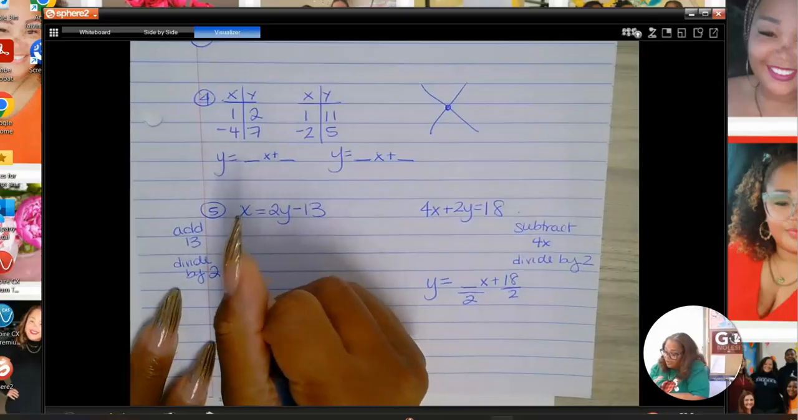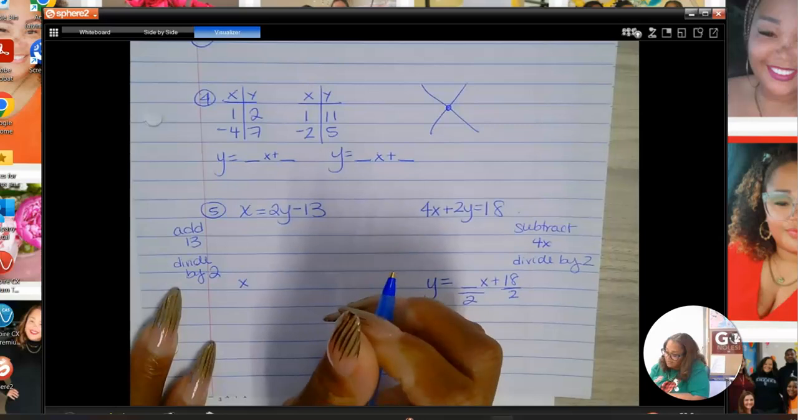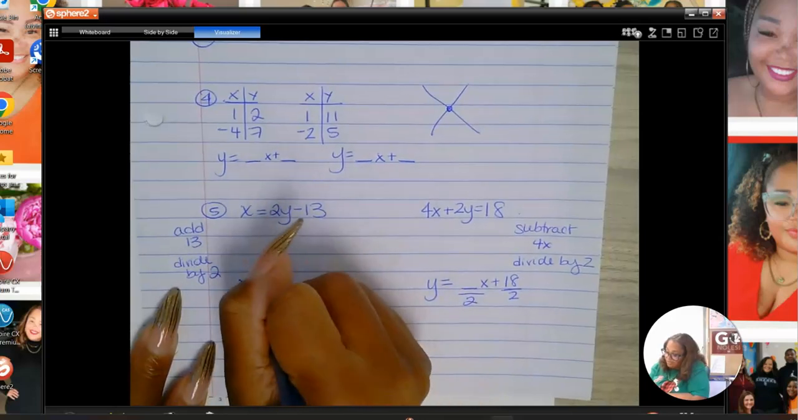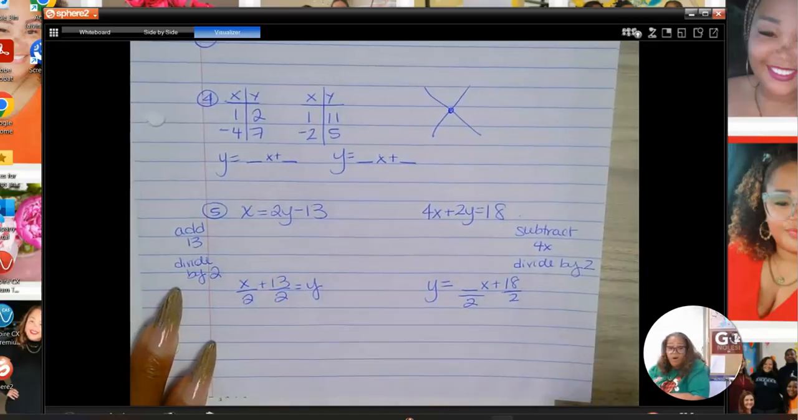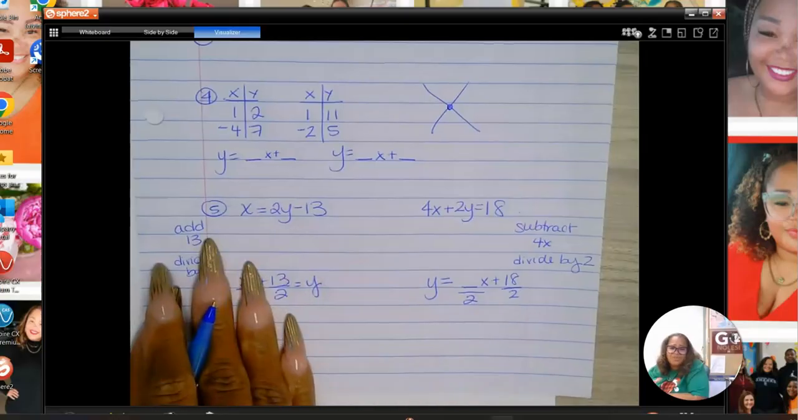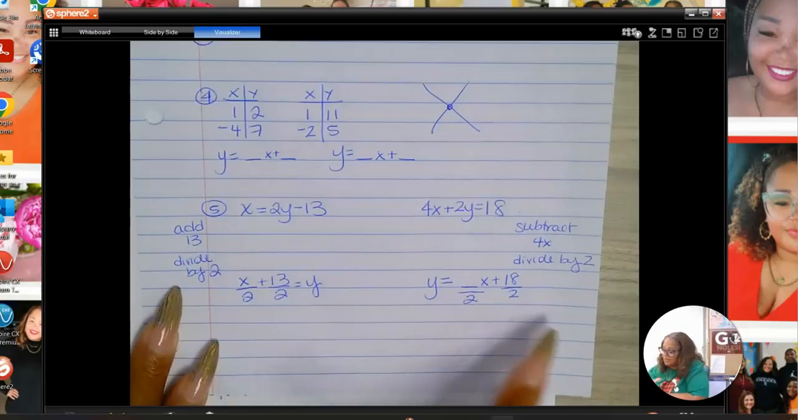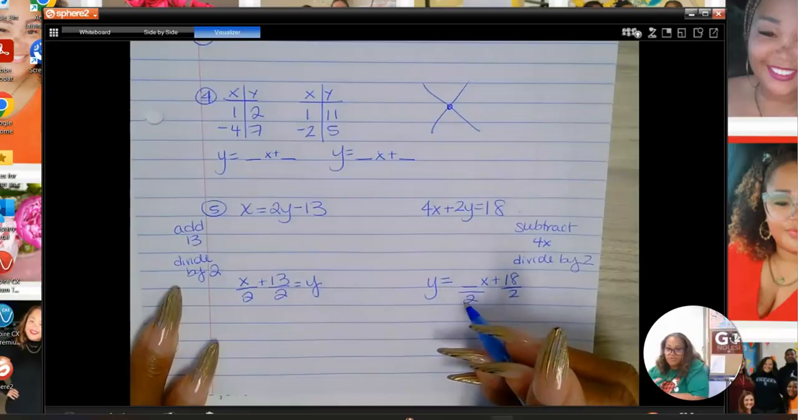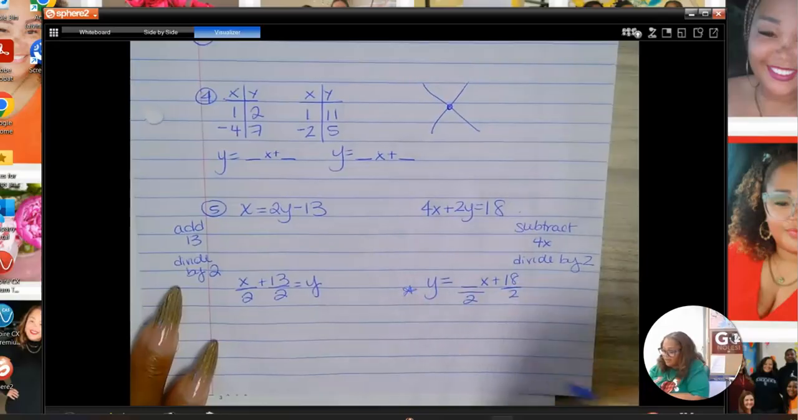Over here, you'll get x divided by 2 plus 13 divided by 2 equals y. I gave this one to you. You can put this right in Desmos, but you need to know what goes here. And then simplify. Do not leave this as negative 4 over 2, because you have to simplify, and you have to simplify this here. This is not simplified.